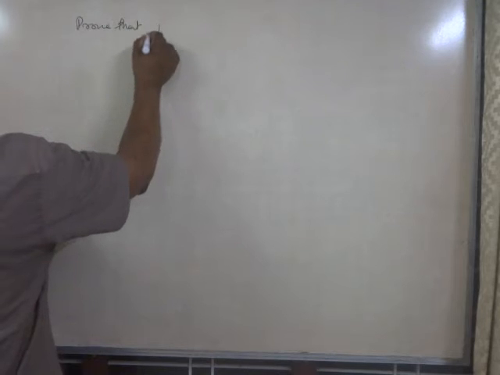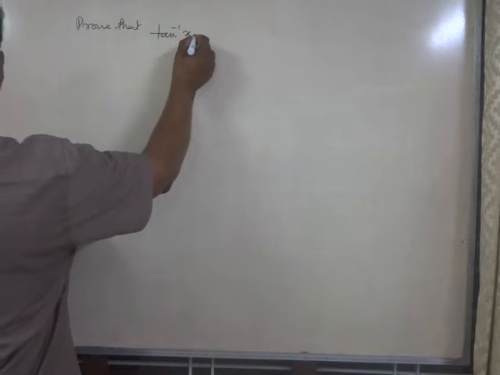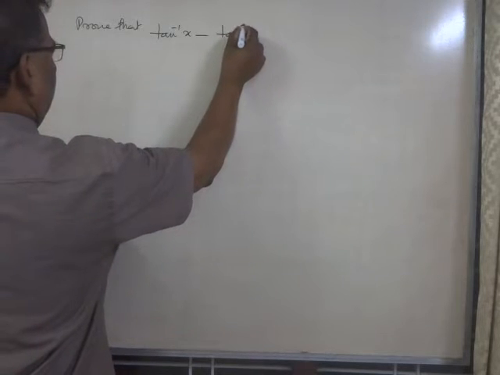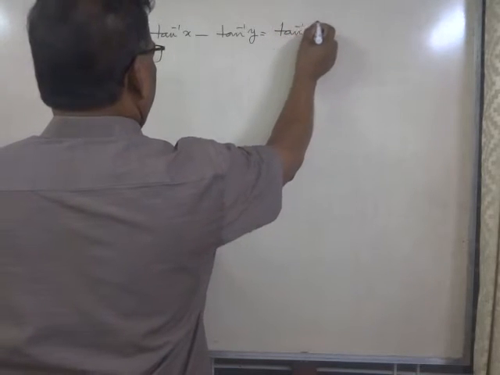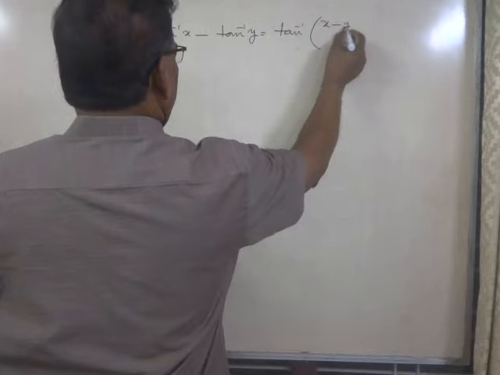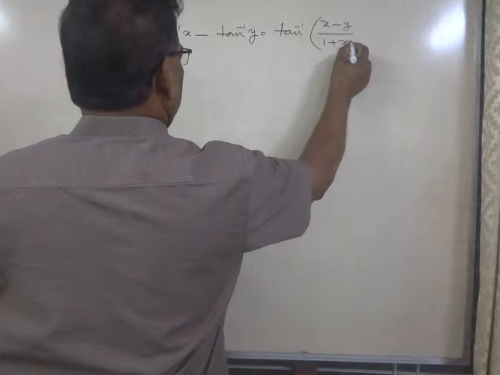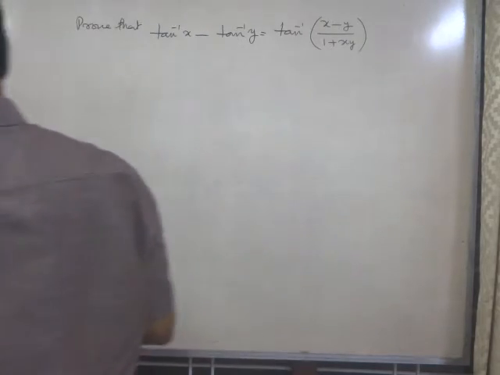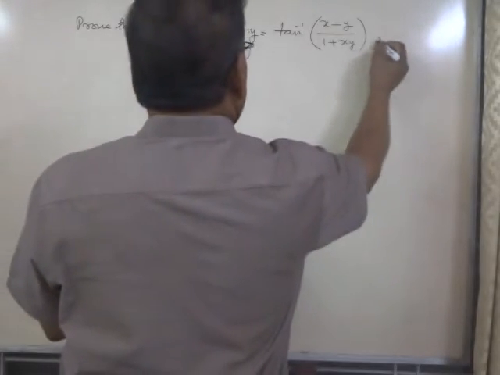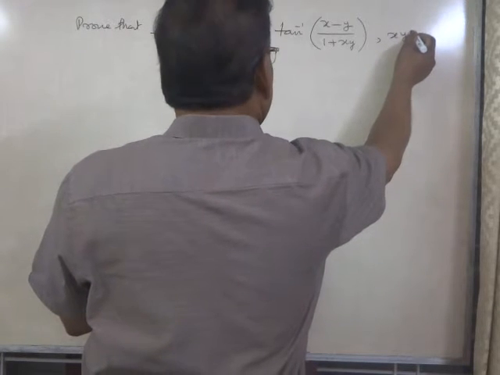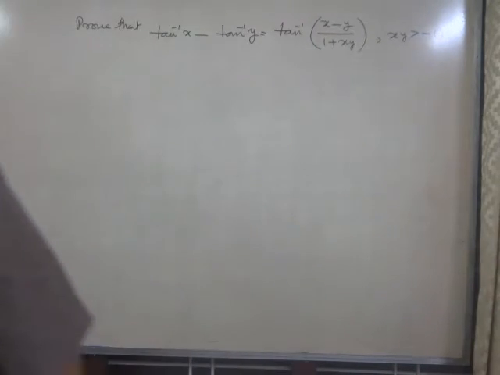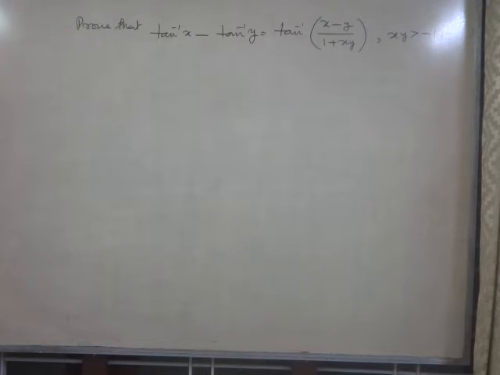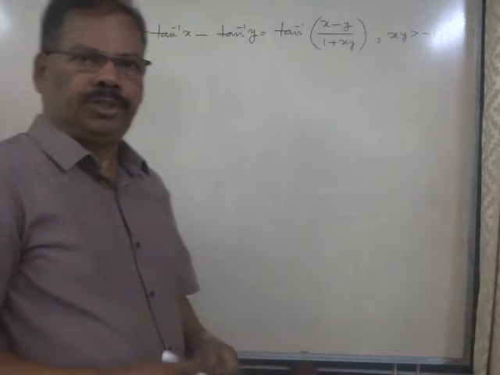Remember that? Tan inverse x minus tan inverse y is equal to tan inverse of (x minus y) by (1 plus xy). In this case, xy is greater than negative 1. Product of x and y is greater than negative 1. How to prove it? It's a simple case.